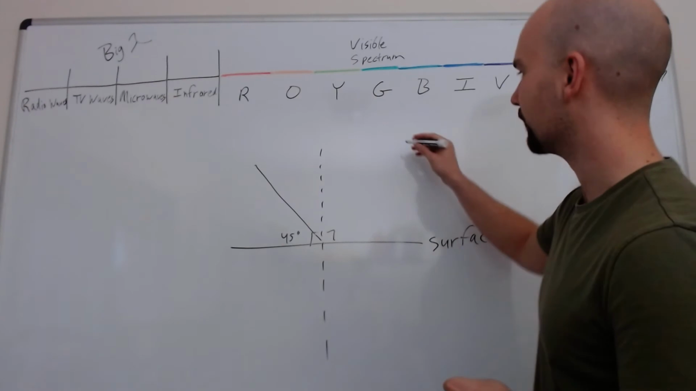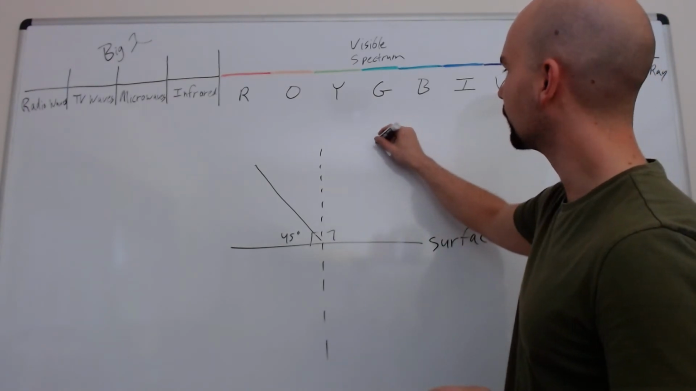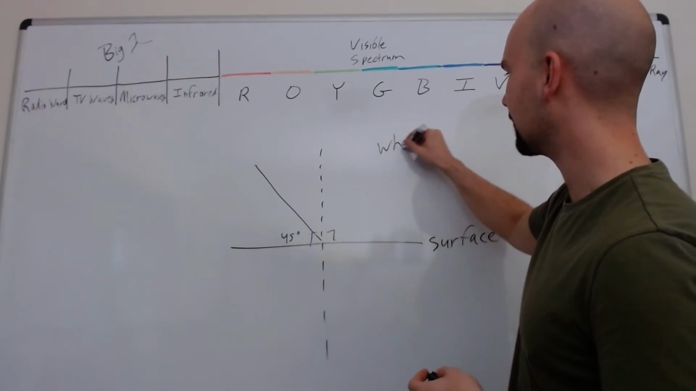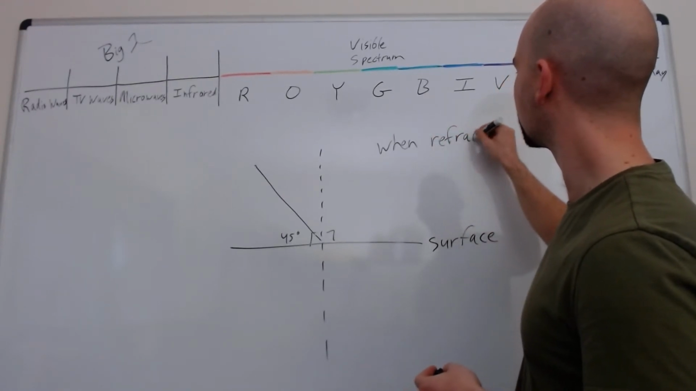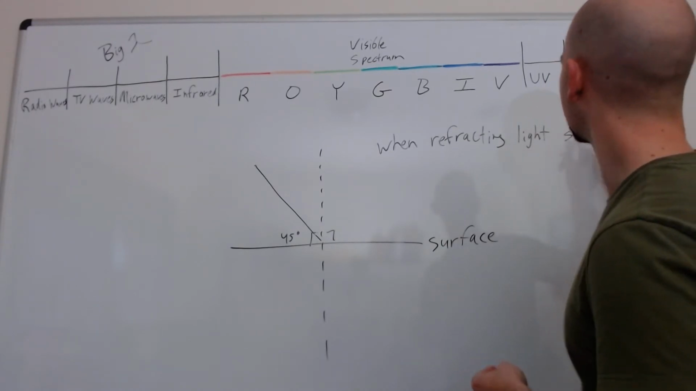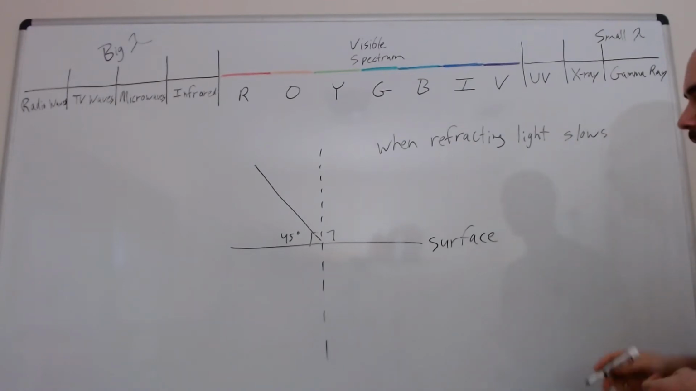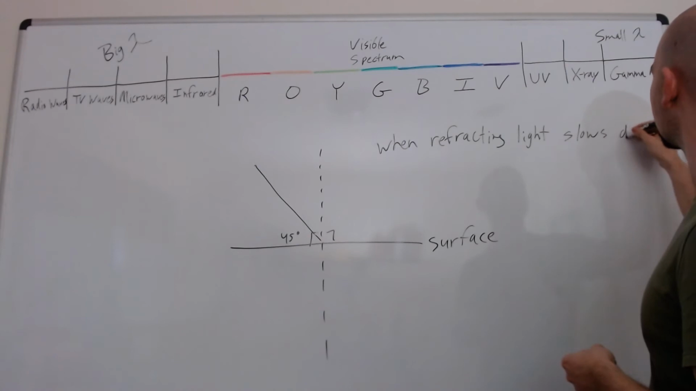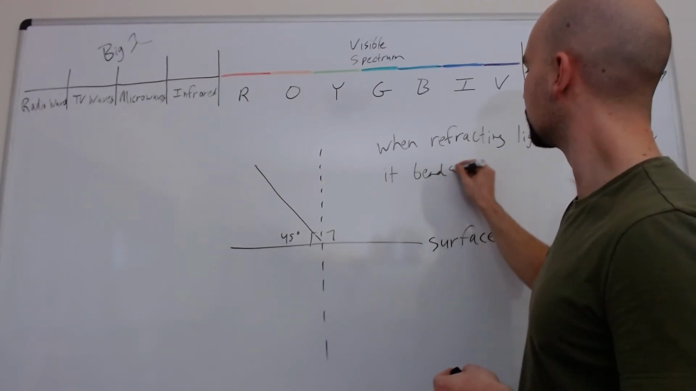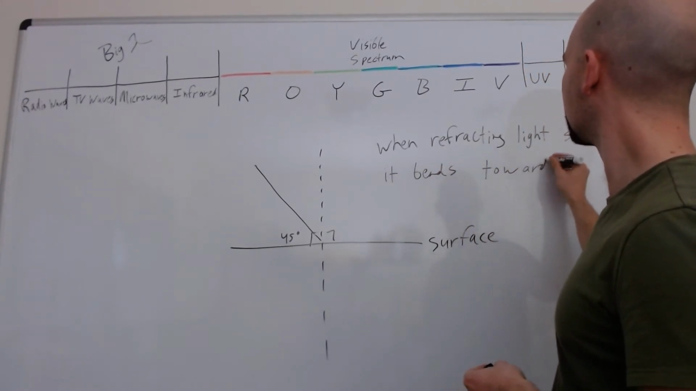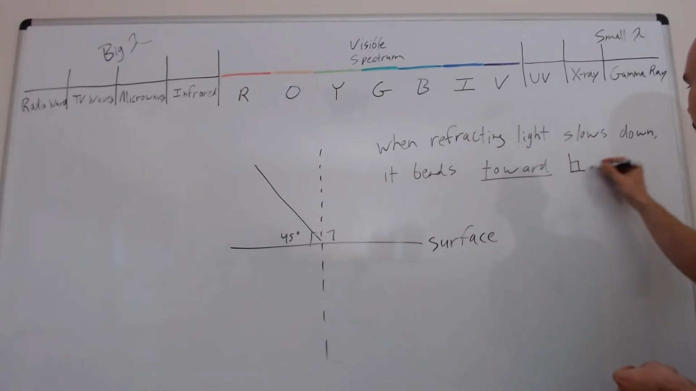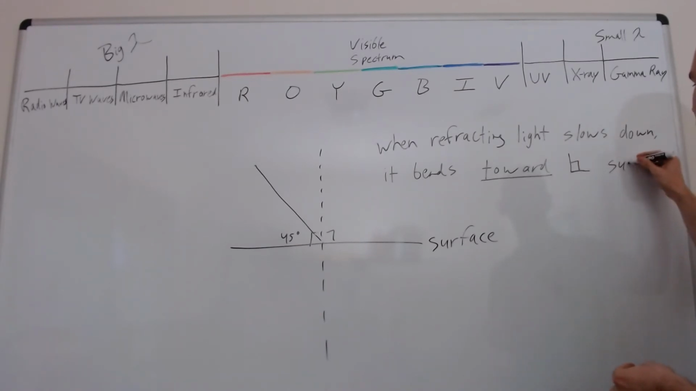When light refracts, when refracting, light slows down, meaning when it enters a medium in which it travels slower, where the speed of light is slower, it bends toward a line that's perpendicular to, like a right angle to, the surface where it entered.